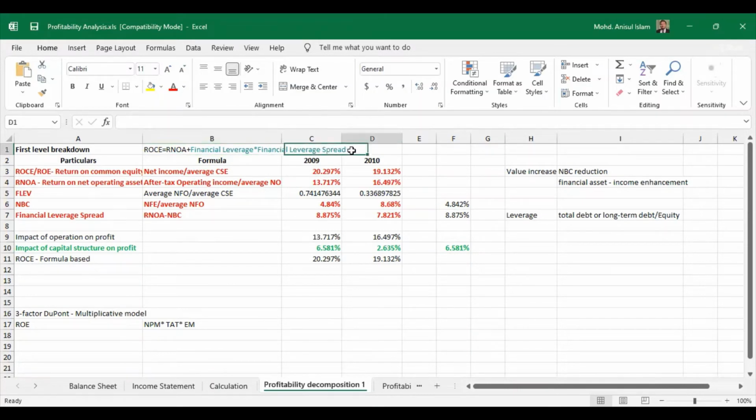Okay, we have actually done this one. The financial leverage is some 0.7414, and the financial leverage spread is 8.875%. So if we multiply this, we get what? We get the impact of capital structure on profit. Okay. So this 6.58% value is coming from where?